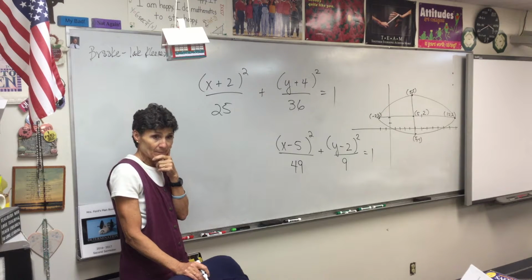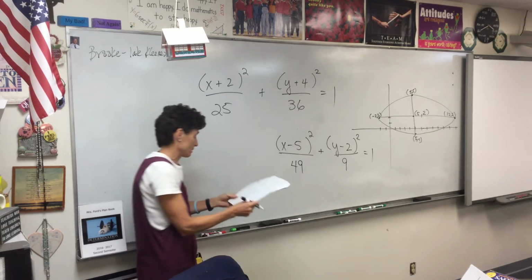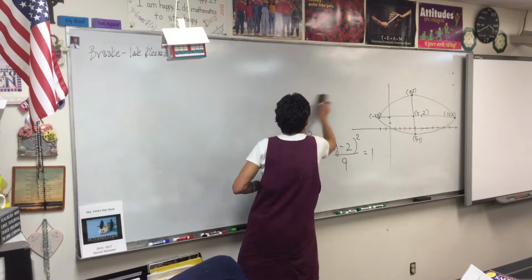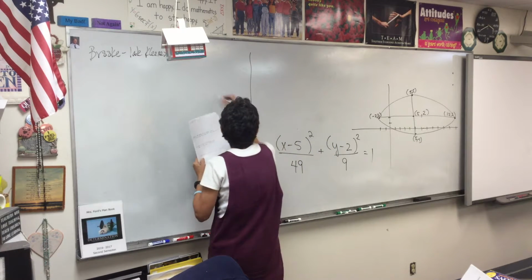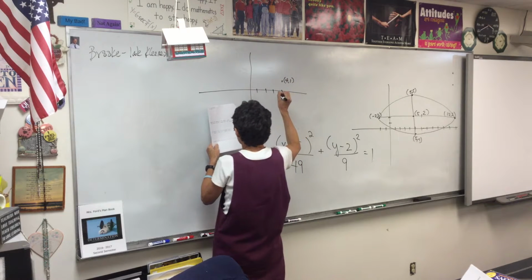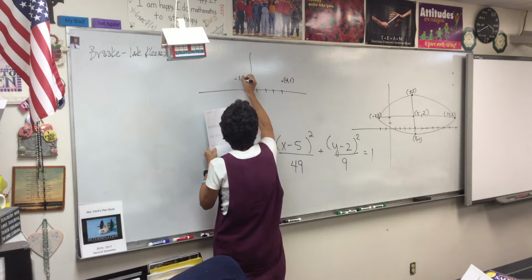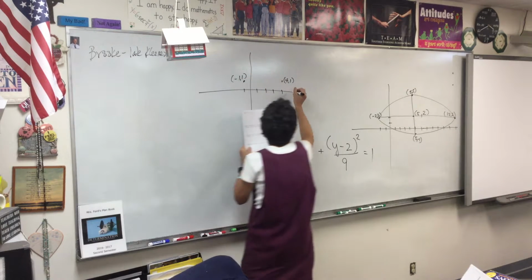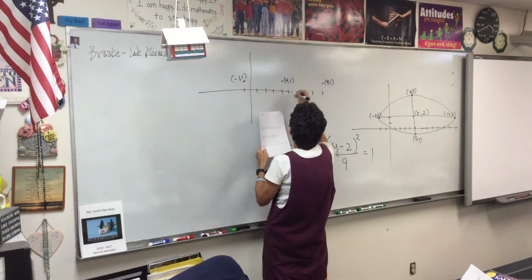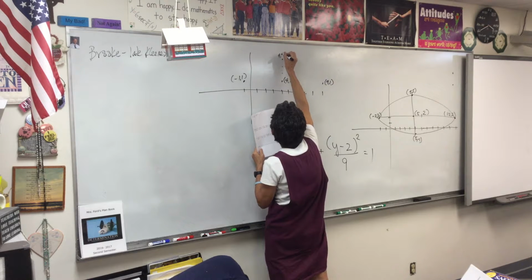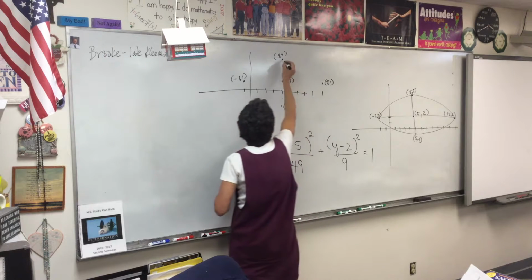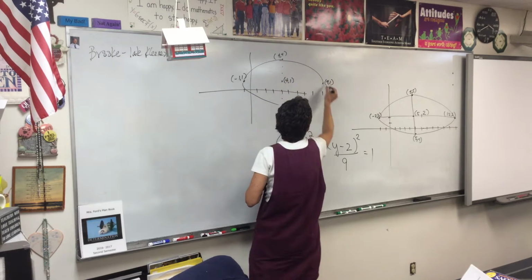What do you think? You all right with that? Well, there's one more. Center is at 4, 1. Negative 1, 1. 9, 1. 4, 4. 4, negative 2.